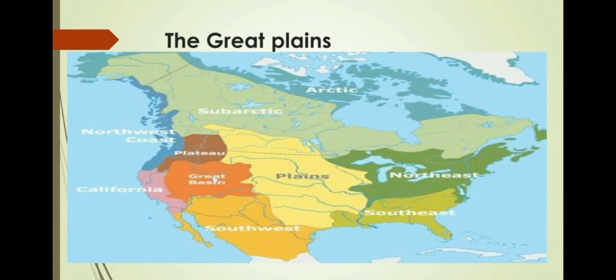Next, we'll see about the Great Plains. To the east of the Rockies and the west of the Appalachian Mountains lies the Great Plains of North America. It covers about 3/5 of the continent. This plain stretches from the Arctic Ocean in the north to the Gulf of Mexico in the south and from the Appalachian Highlands in the east to the Rockies in the west.